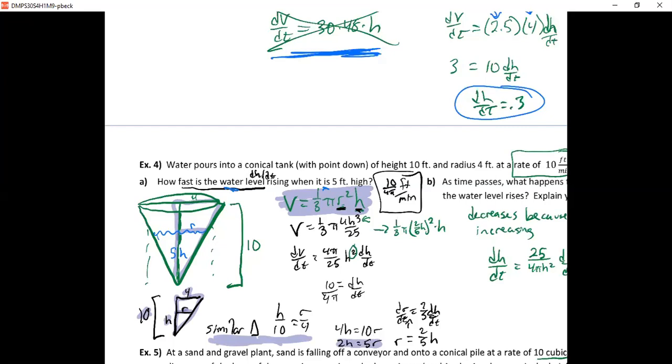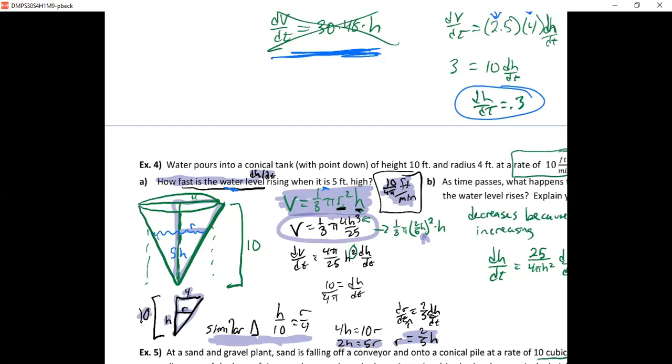The question is, what do we want this in terms of? Since I want how fast the water level is rising, I want to know what the dh/dt is. So I put r in terms of h. Now, since r is in terms of h, I can go ahead and substitute that into my volume equation so that I have my volume is 1/3 pi times 4h cubed over 25. So now I can just answer my question, how fast is the water level rising when it is 5 feet high? Well, when that height is 5, plug it in and we get 10 over 4 pi cubic feet per minute.